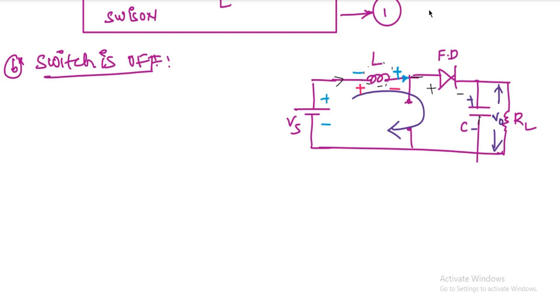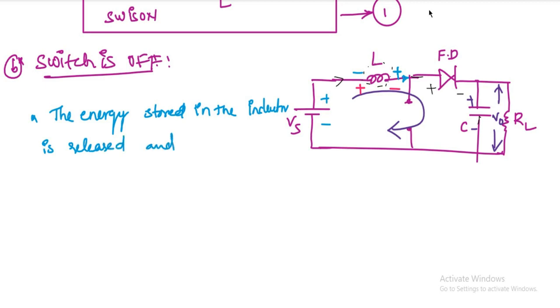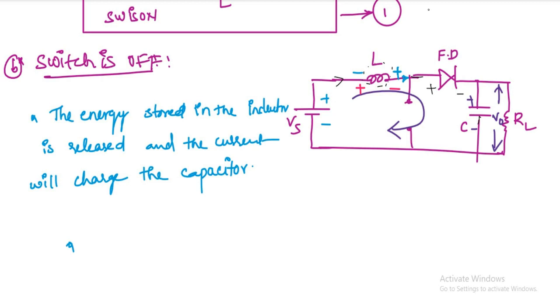Now let us apply KVL here. What is happening? The energy stored in the inductor is released and the current will charge the capacitor. If you apply KVL in this current loop, that will be minus Vs minus VL plus V naught equal to 0.